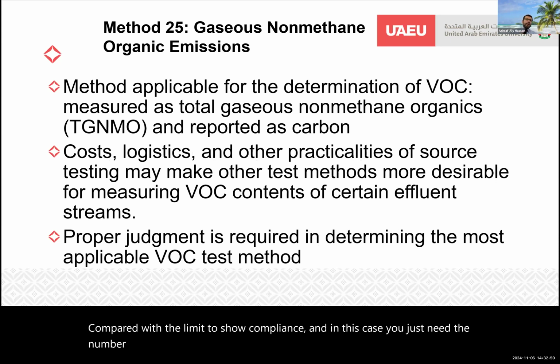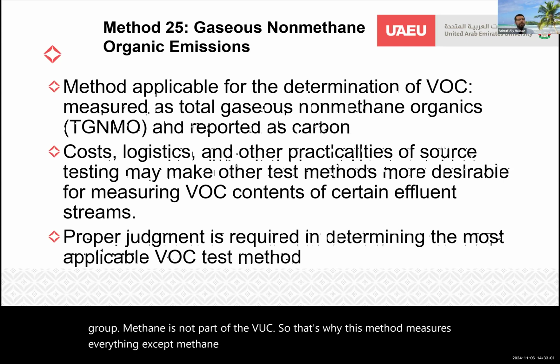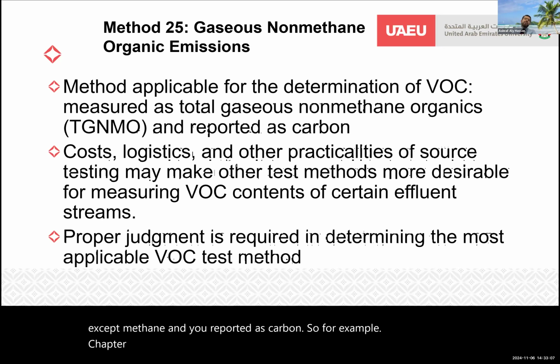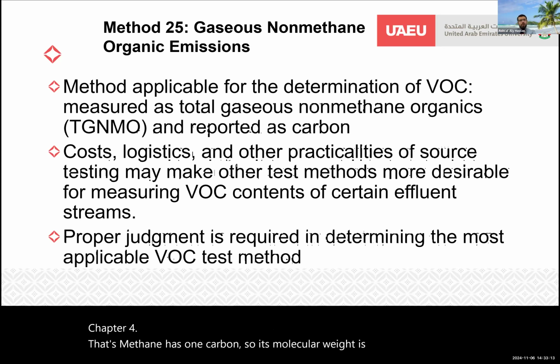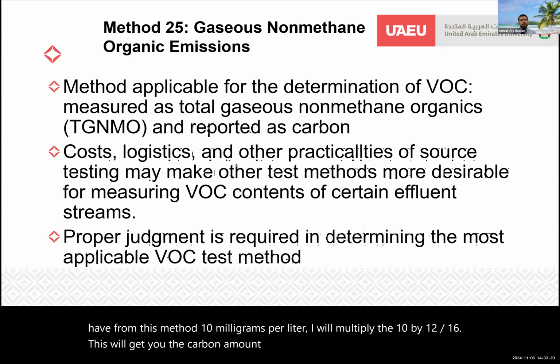But why non-methane? Because methane is not part of the VOC. So that's why this method measures everything except methane, and you report it as carbon. So, for example, CH4, that's methane, has 1 carbon. So its molecular weight is 12 plus 4, that's 16. So if I have, from this method, 10 milligrams per liter, I will multiply the 10 by 12 over 16. This will get you the carbon amount that's in this concentration.